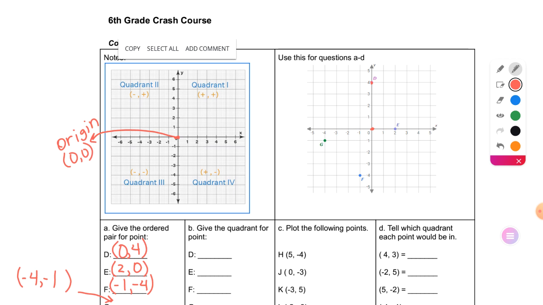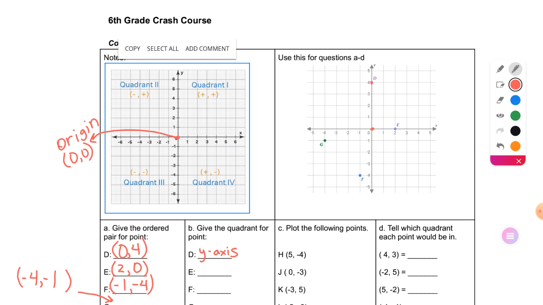Now, part B says give the quadrant for each point. So looking at D, what did we say? What quadrant is D in, Emmett? 1, 4. Abby. Quadrant 1. It's not in a quadrant. It's a trick question. Emma. It's on the y-axis. So if it asks for the quadrant, there isn't one. We just write y-axis.